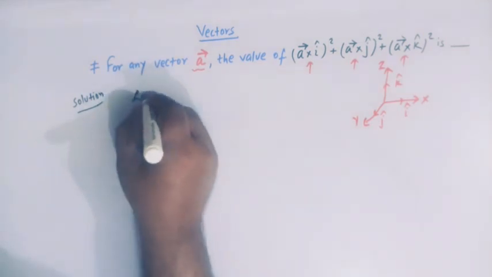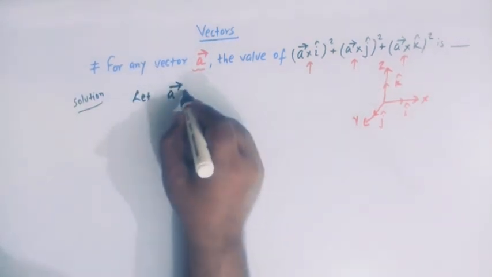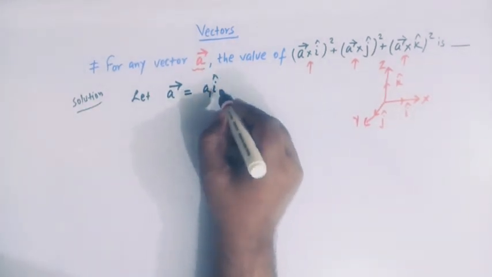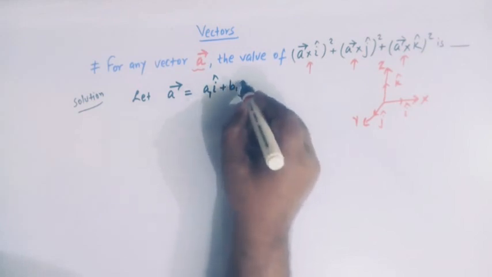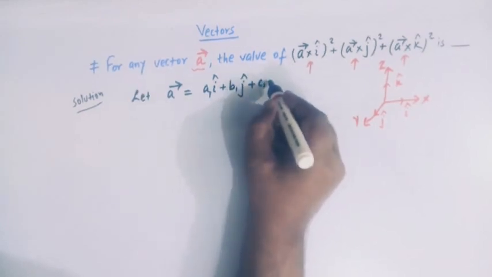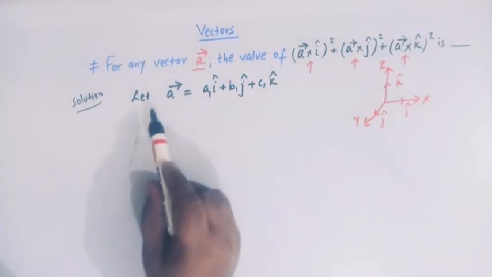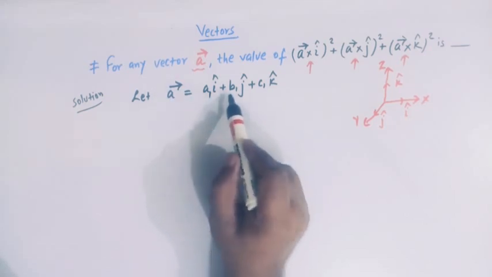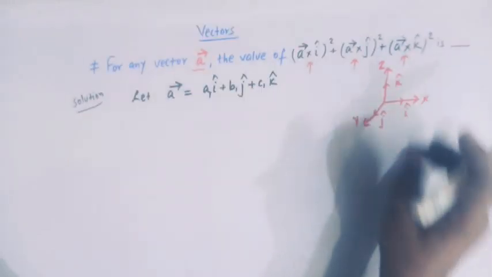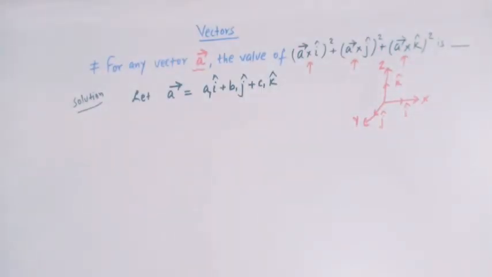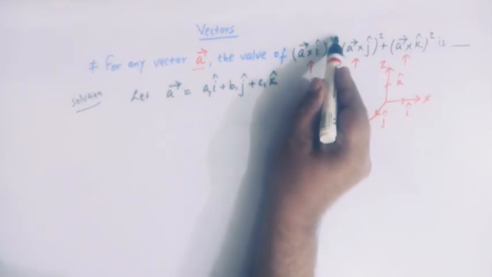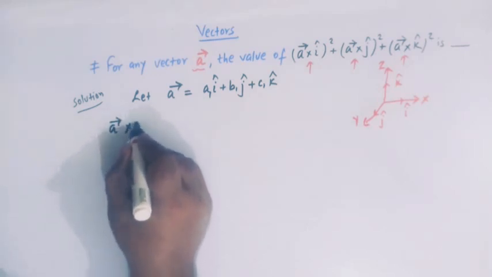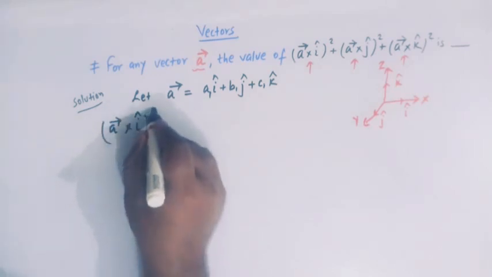Now let vector A be given as, say, A1 i cap plus B1 j cap plus C1 k cap, right? So here we assume that the components of the vector A are A1, B1, and C1 along the three coordinate axes. Now here we have the first term, that is vector A cross i cap square, right?